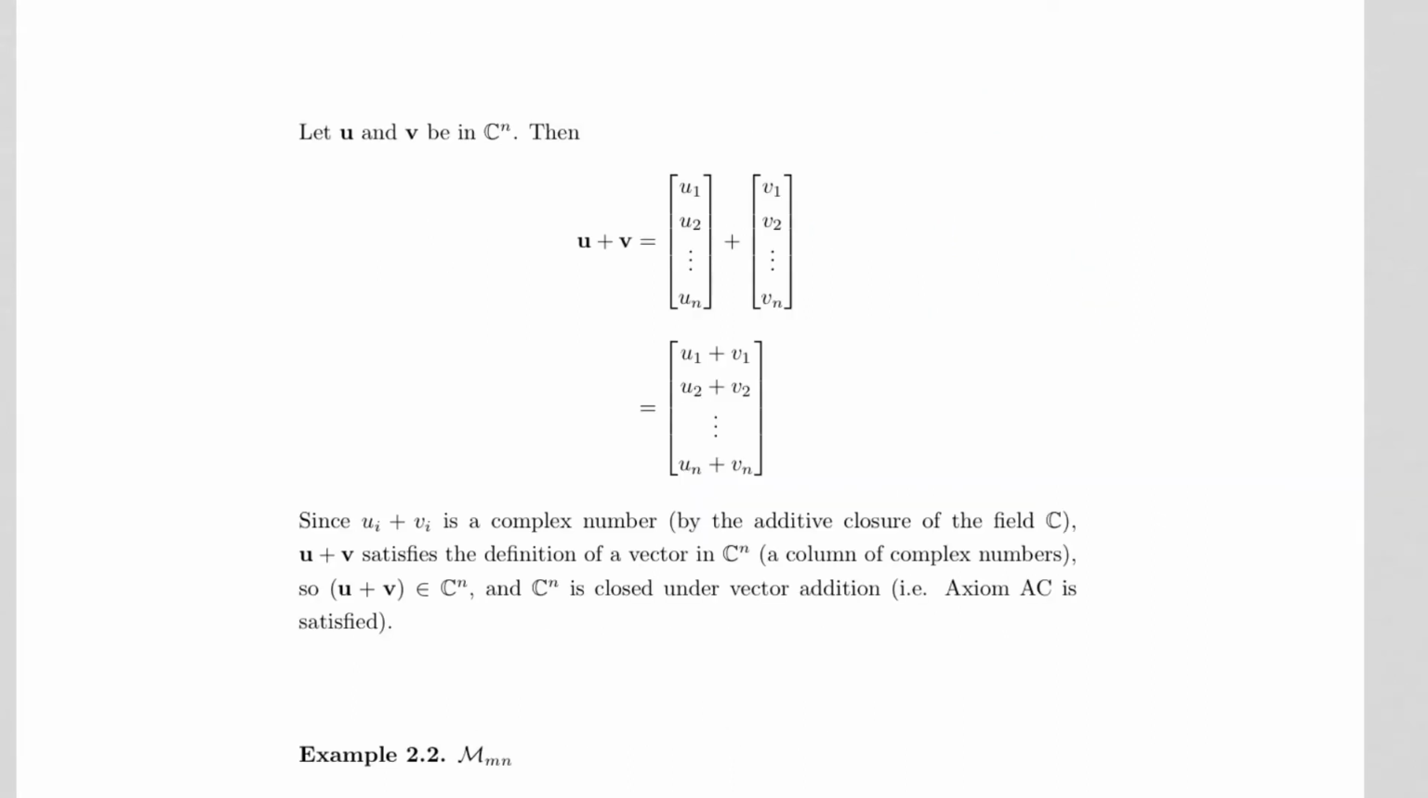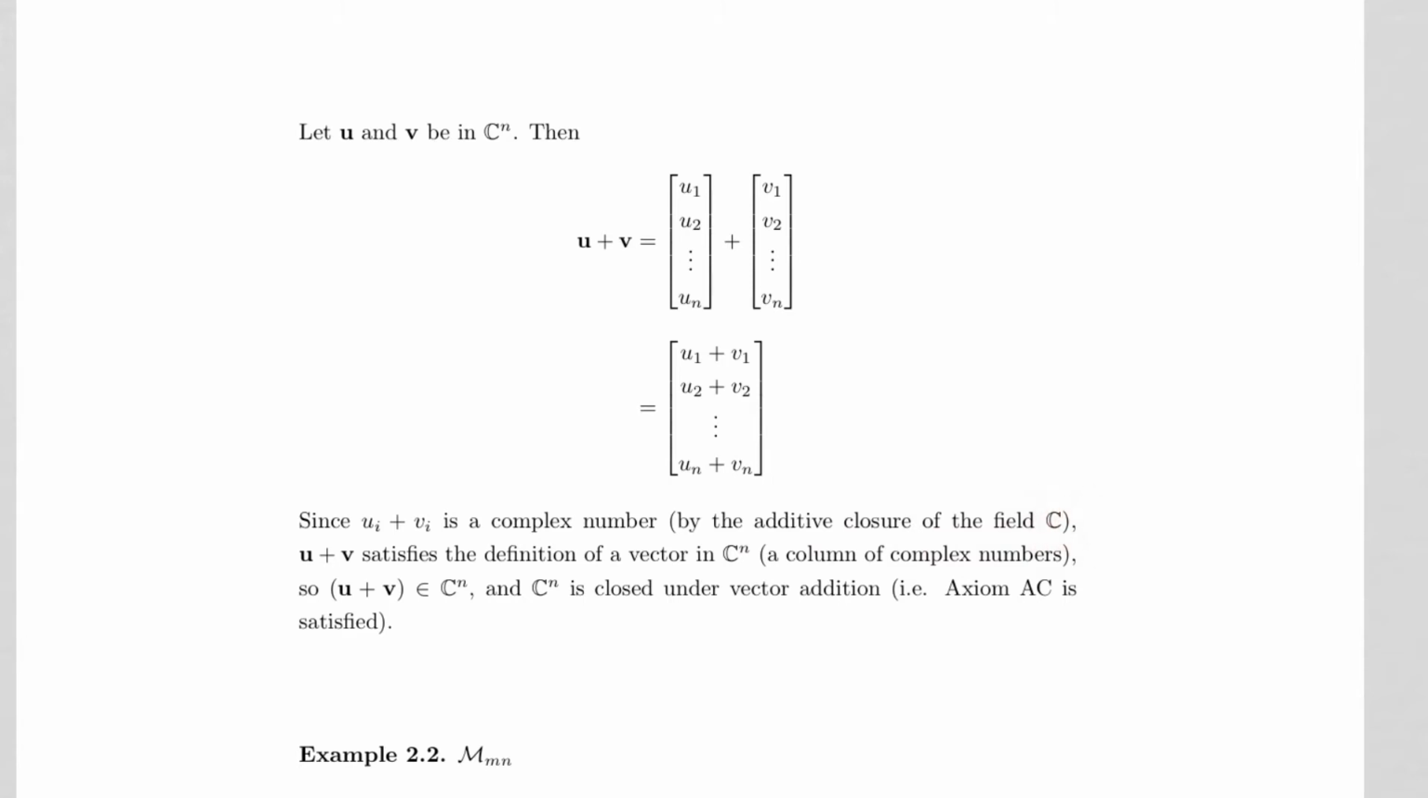If we take two arbitrary vectors in Cn, u and v, they would look like this. Here's u and here's v. If we add them together using the definition, we just add each of the components together and we get a third vector. And this vector is in Cn. Why? Well, because if u1 is a complex number and v1 is a complex number, if we add them together, we get another complex number. So we are relying on the additive closure property of the field of complex numbers.